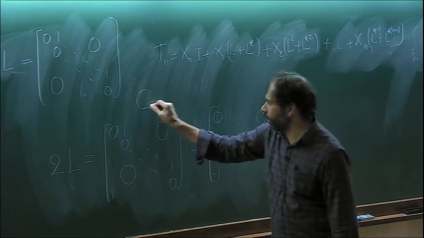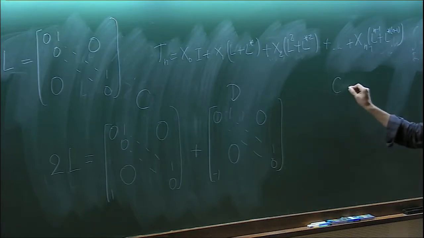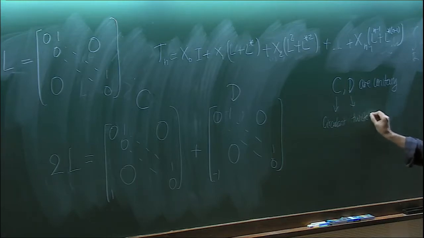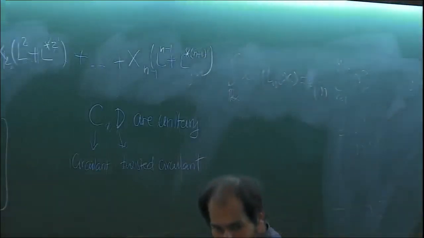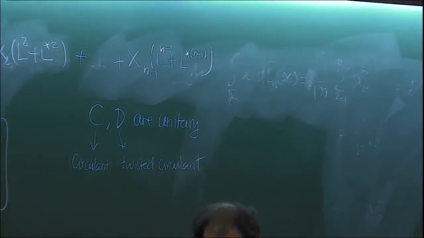So this matrix is C, this matrix is D. Okay, C and D are both very nice matrices. What are they? C and D are both unitary. So this is circulant. This we can call twisted circulant, if at the end there is a twist. Okay, I don't know if it has a name. This is a very nice matrix. Okay, the point is they can be diagonalized. They are very nice matrices. We can diagonalize them explicitly and so on.